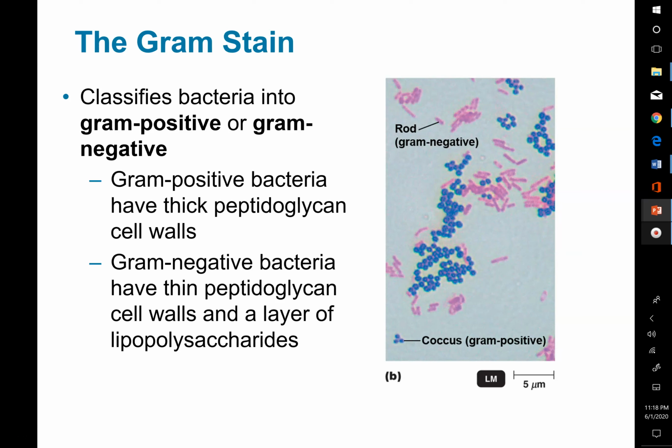So gram-positive bacteria have a thick peptidoglycan cell wall. Gram-negatives have a thin peptidoglycan cell wall, but they have an extra layer of lipopolysaccharides. After carrying out the Gram stain procedure, gram-positive bacteria will appear purple and gram-negative bacteria will appear pink, like you can see in the picture here.